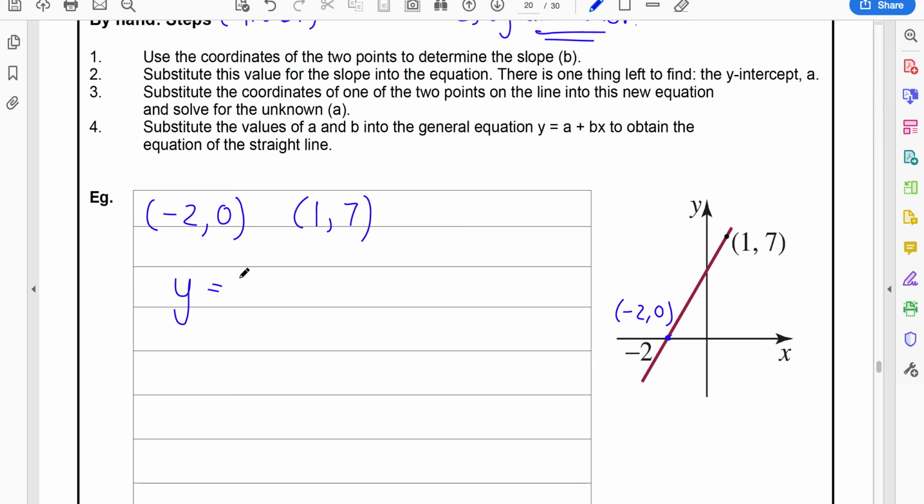Y equals 4.6, we put a dot above it, and 2.3, put the dot above it, and that's being multiplied by x. So that there is the equation of this line. So as you can see, it's fairly straightforward. There's not really much that we need to do. You'll see there's a lot of space here, but that's only if you want to use the by hand steps. You're not going to be asked though to do that by hand.